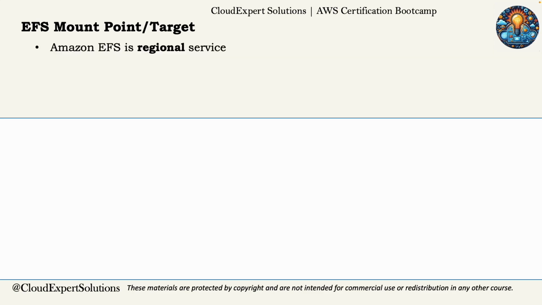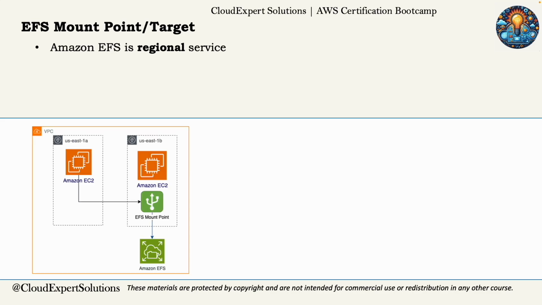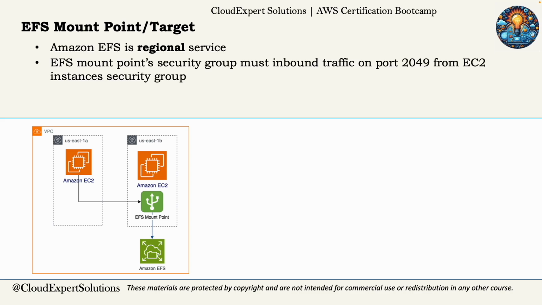Amazon EFS is a regional service, so the file system is accessible from any availability zone in the region. As an example, if you have an EC2 instance in US East 1A availability zone, you can still connect to the mount target in US East 1B if the network routing and security group allow it. For our example, the security group of the NFS mount target located in US East 1B should allow the inbound traffic on port 2049, which is the NFS port, from the EC2 instance's security group located in US East 1A.